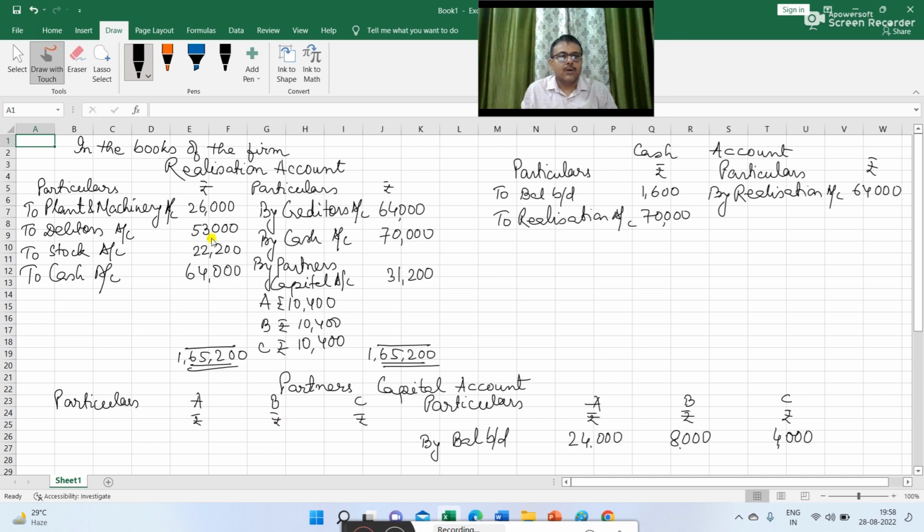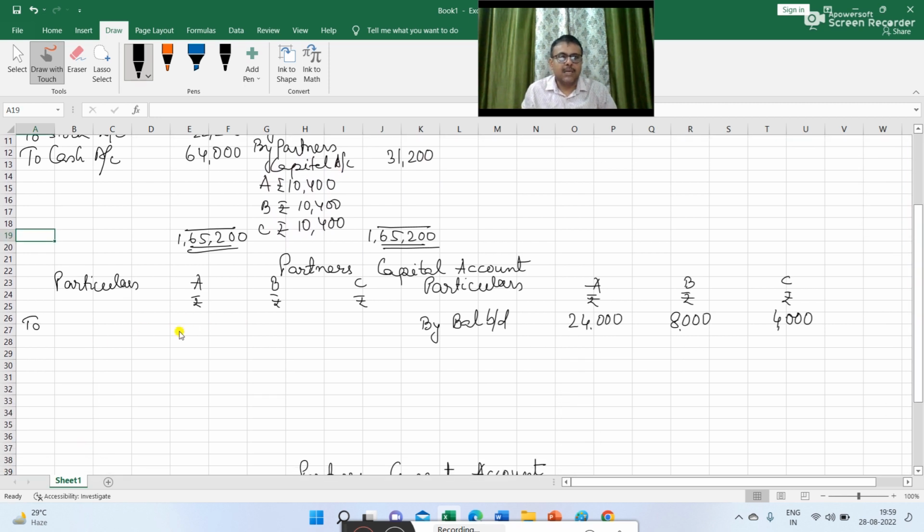So you can see that on the debit side of realization, we have transferred the assets, that is realization account debit to plant and machinery, to debtors, to stock, and creditors has been credited to realization account for rupees 64,000. 70,000 was realized from the sale of the assets, and 64,000 was paid to creditor. And amount of loss on realization is 31,200, that has been shared among the partners as 10,400 each. Now this loss will be transferred to partners capital account. Partners capital account debit to realization account 10,400.